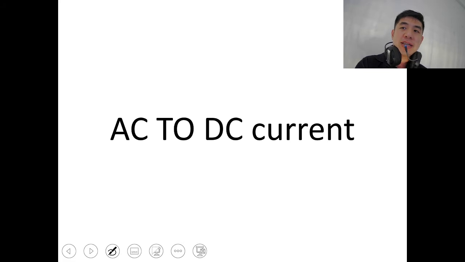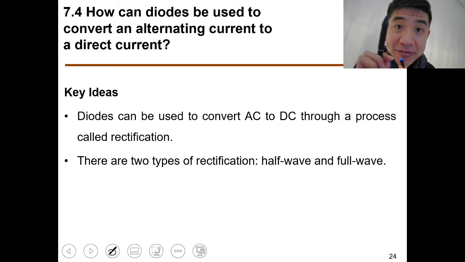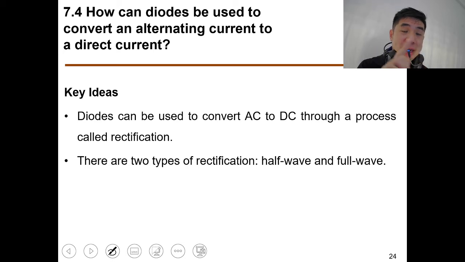Okay, so AC to DC current. This one is very important. This has to do with converting alternating current to direct current. Please take note. Diodes can be used to convert AC to DC through a process called rectification. There are two types of rectification, half wave and full wave rectification. These two are very important.